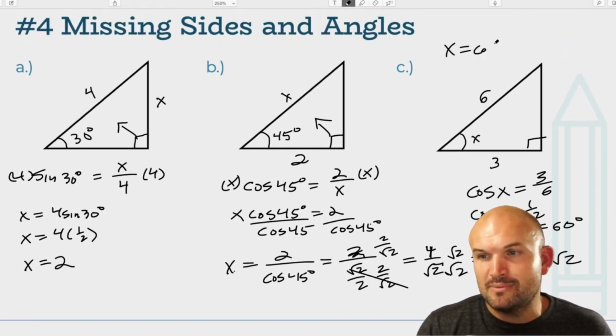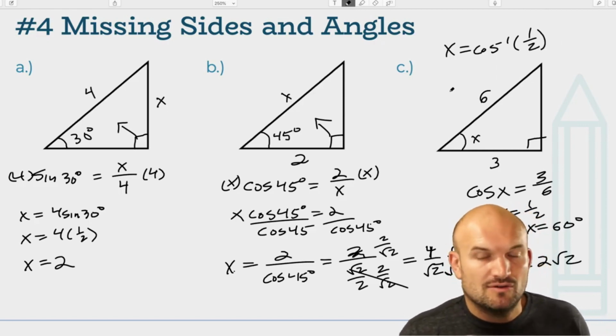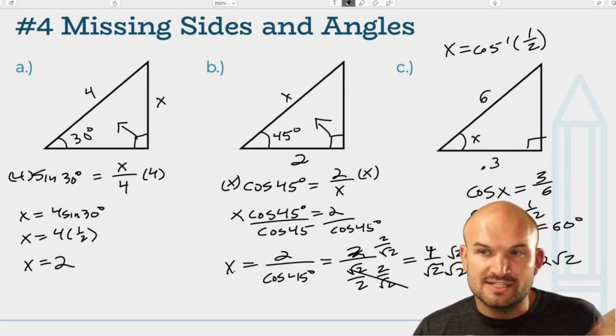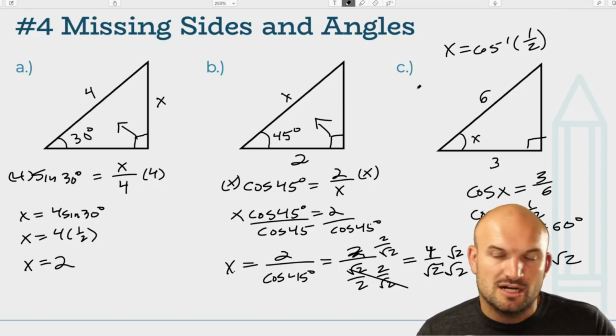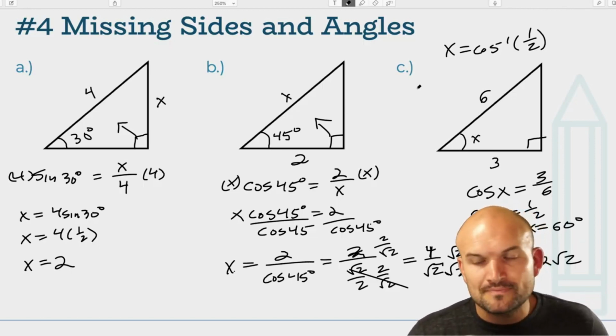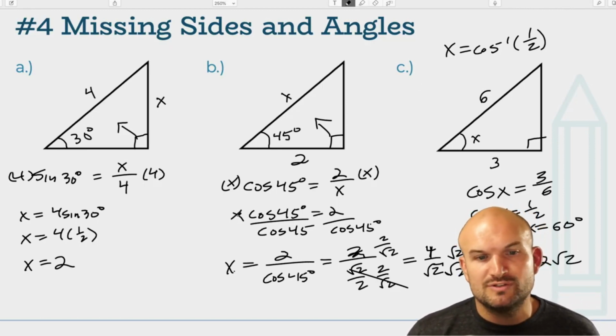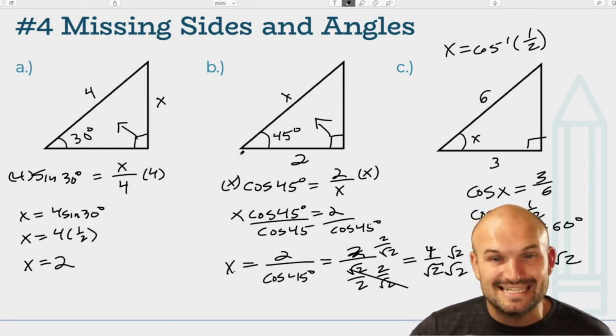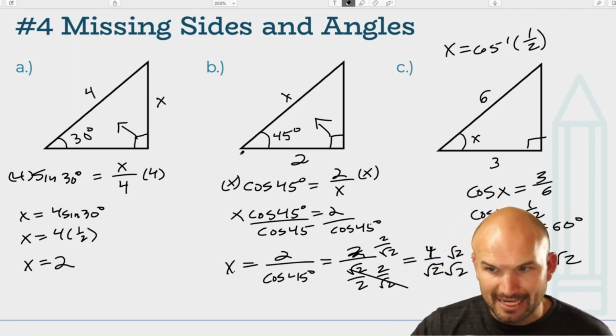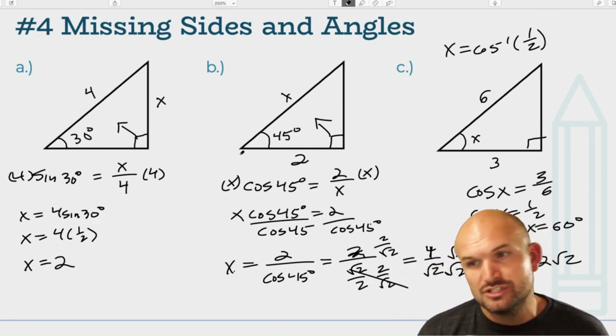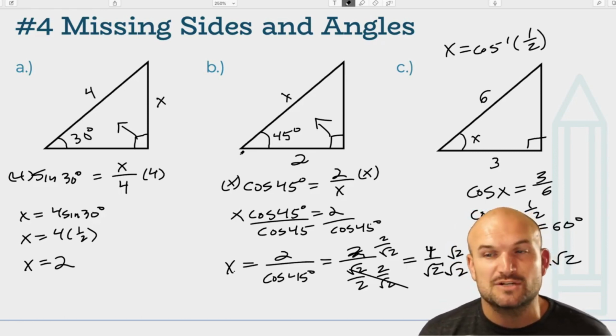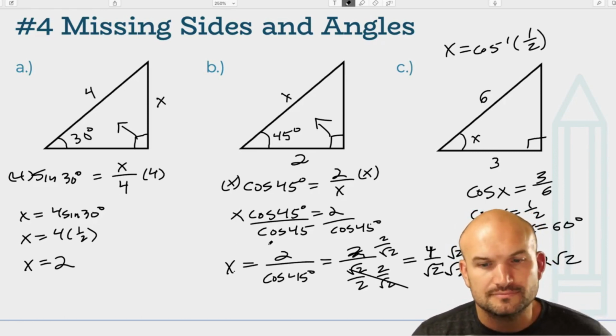You could also rewrite that in your calculator. X equals, if you remember, that's the inverse function, cosine inverse of 1/2, which again would be 60 degrees or pi over 3 if we were talking about radians. So just a quick little review. Remember, when we're using our trigonometric functions, we're finding the sides of the triangle, and we're going to use our inverse trigonometric functions when we want to find the actual angles of a triangle.